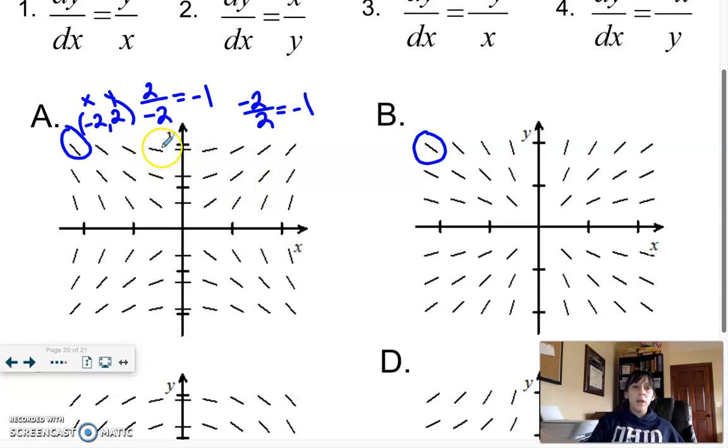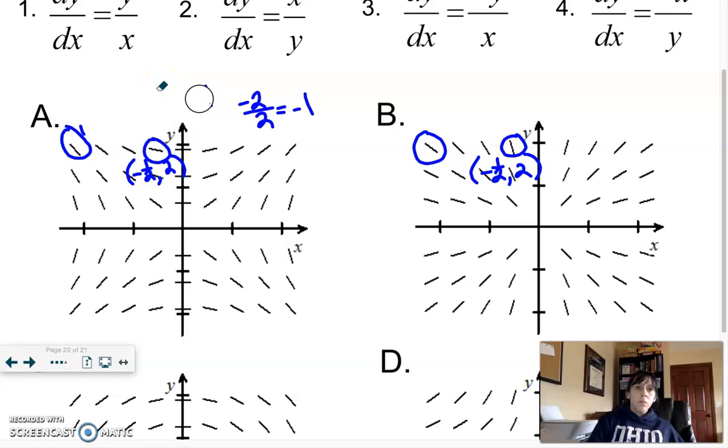I think what I'll do is pick a point that's closer to the x or y axis, because it seems like the closer we get, this one has a more flat slope and this one has a more steep slope. So let's try that. Maybe I'll just call this (-1/2, 2). We'll plug those in. Okay, so negative 1/2 and positive 2.